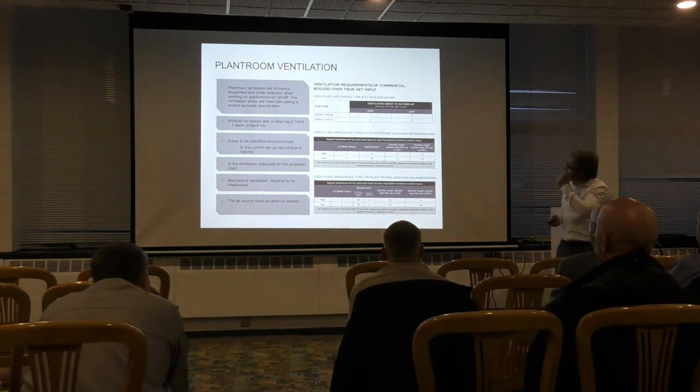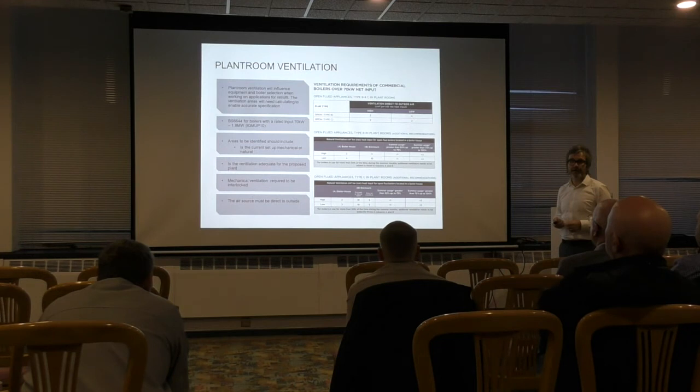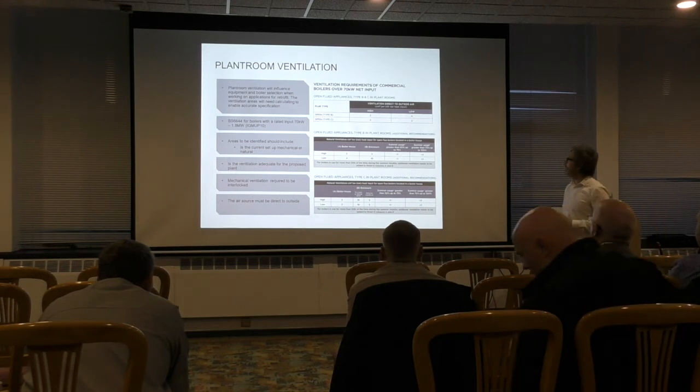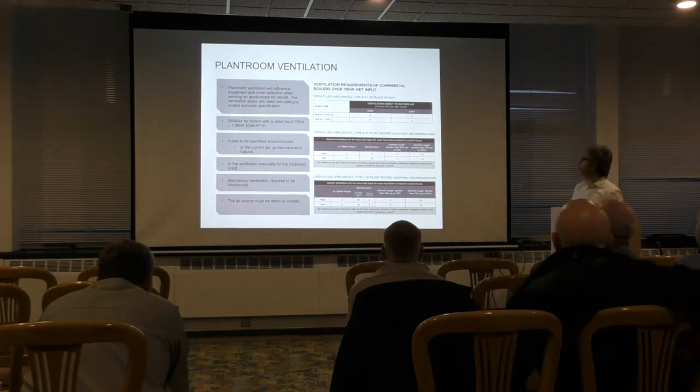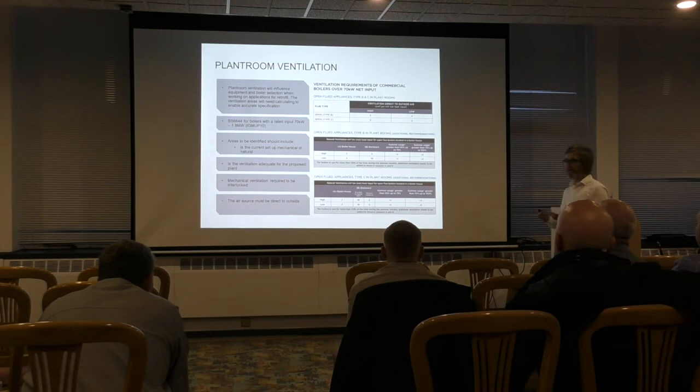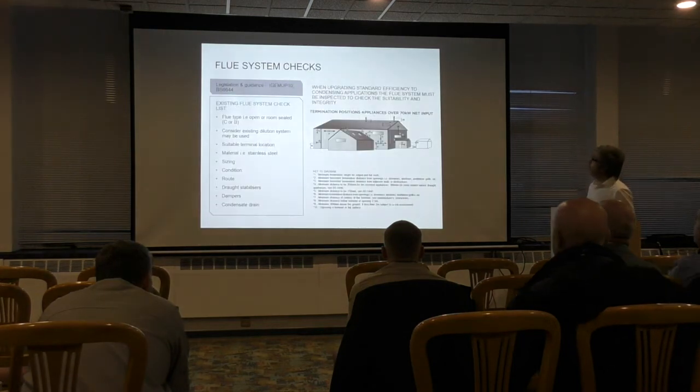And then on the right hand side, that's from BS 6644, and that's just some simple guidance on high and low ventilation in the plant room, per kilowatt, or centimetres squared per kilowatt. So that's an easy kind of go-to guide. I can email this whole presentation to anyone who needs it. There are a few little snippets in there which can be quite useful. And then moving on from there, we need to look at the flues.